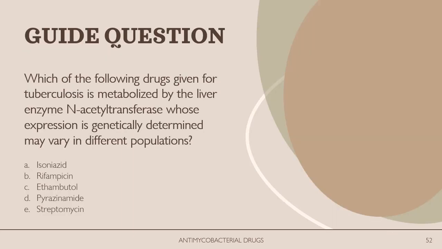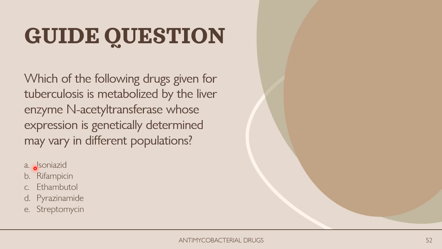Now let's answer the guide question presented earlier. Which of the following drugs given for tuberculosis is metabolized by the liver enzyme N-acetyltransferase, so via acetylation, whose expression is genetically determined, may vary in different population? Is it isoniazid, rifampicin, ethambutol, pyrazinamide, or streptomycin? So the correct answer here is your isoniazid. Okay? So I hope you learned something.